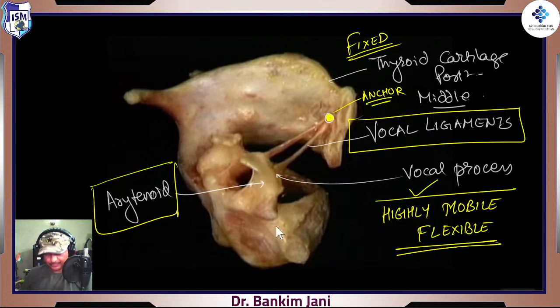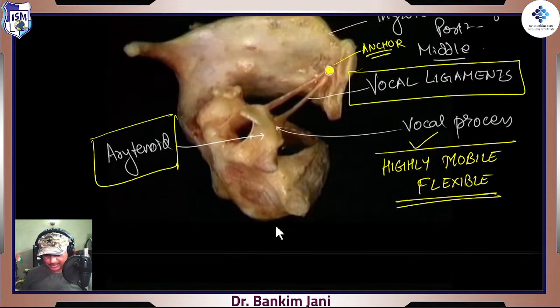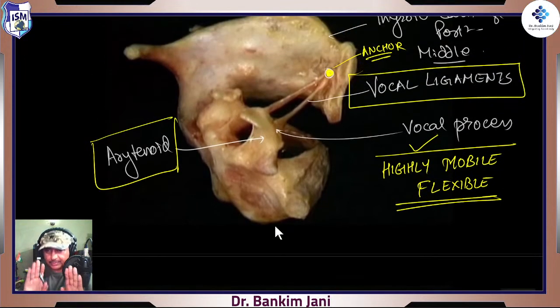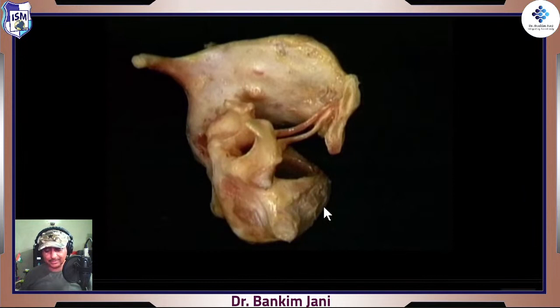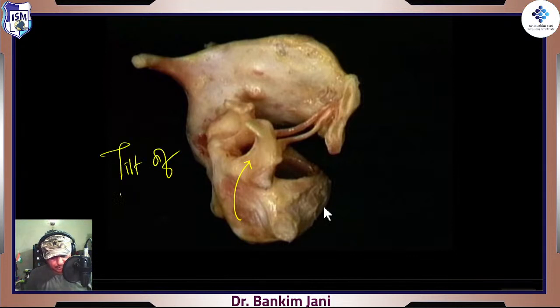So what if this cricoid cartilage tilts forward, right? The cricoid cartilage tilts forward. If the cricoid cartilage tilts forward, obviously it will take the whole assembly forward, right? So arytenoids will also be forwarded. When arytenoids are forwarded, those vocal processes will also go near, and that's like this, correct? So here the cricoid tilts.